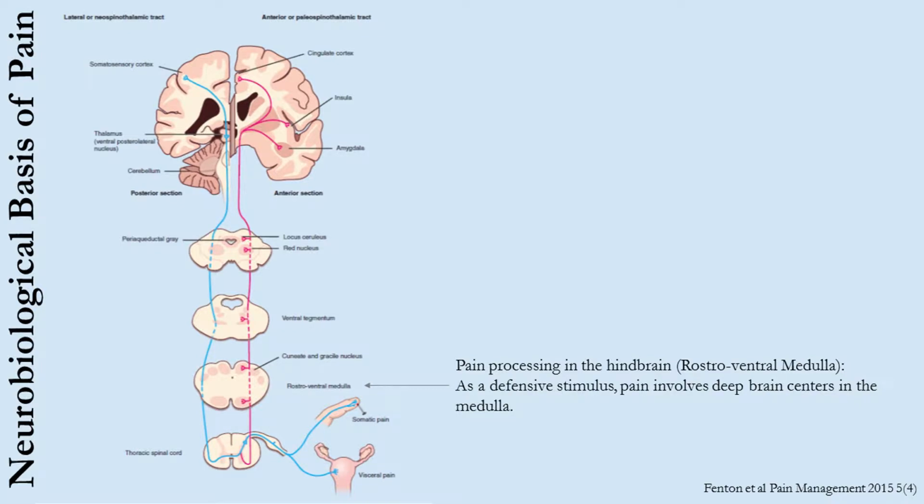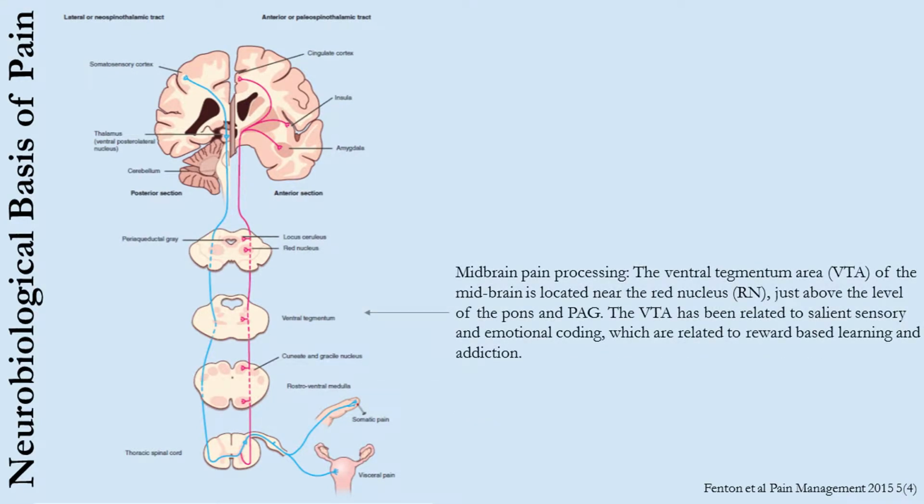evolved as a defensive stimulus. Pain involves deep brain centers in the medulla, and it is at the very basis of the origins of human sensory processing. From there, the signals go up to the midbrain for further processing, particularly in the ventral tegmental area, or the VTA. It's located near the red nucleus, just above the level of the pons.